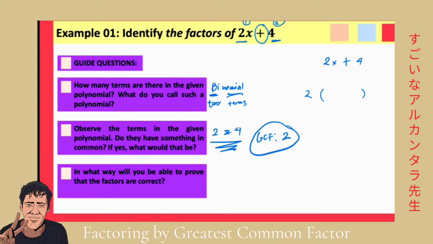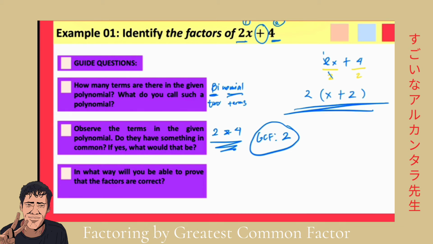So what are the things or terms that we're supposed to put here? What we're going to do here, class, is divide each of the terms by the GCF. And the GCF is 2. So 2 divided by 2 will give us 1, and x remaining, so 1x, that will be x. Positive 4 divided by 2 is positive 2. And here, we have already done factoring by GCF or GCMF. That's it. This is the answer: 2 times the quantity x plus 2.